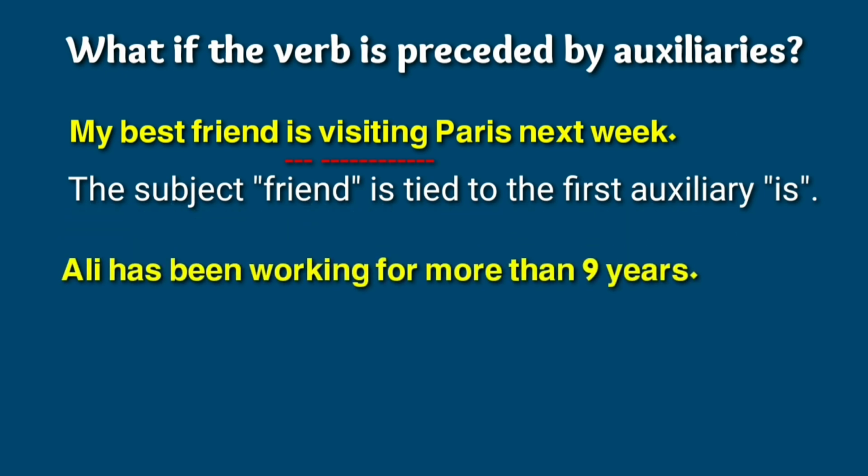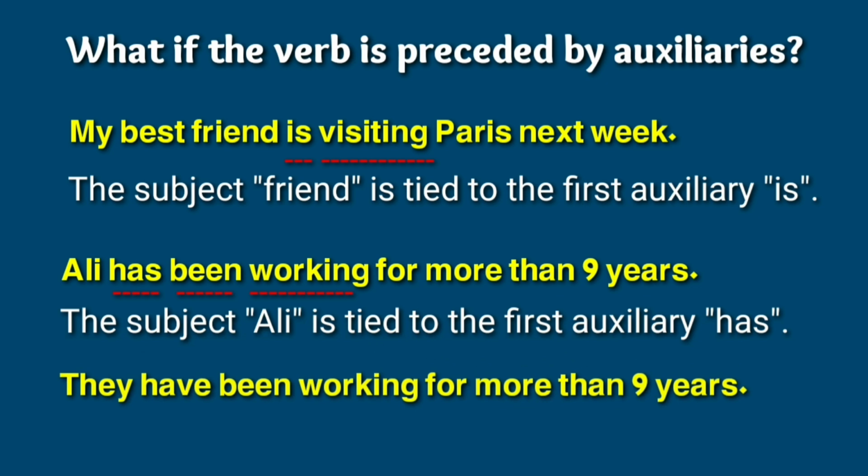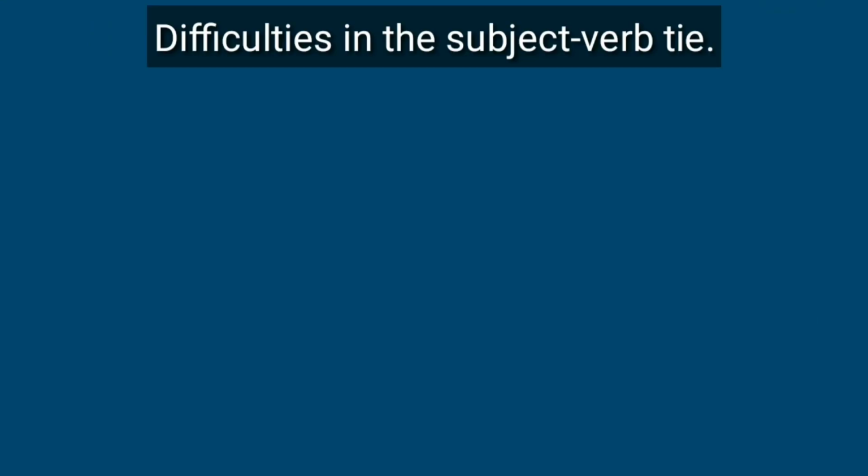Another example. Ali has been working for more than 9 years. Ali is the subject and is tied to the auxiliary verb has. If we change the subject from singular to plural, the verb will change. It will be like, they have been working for more than 9 years. When the subject changes from singular form Ali to the plural form they, the verb changes from singular form has to plural form have.